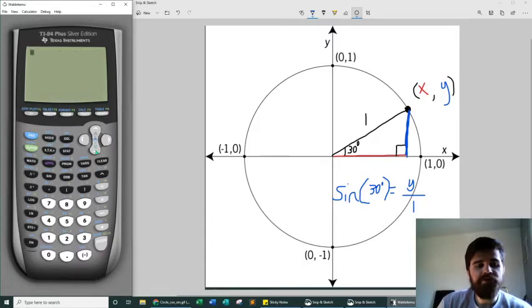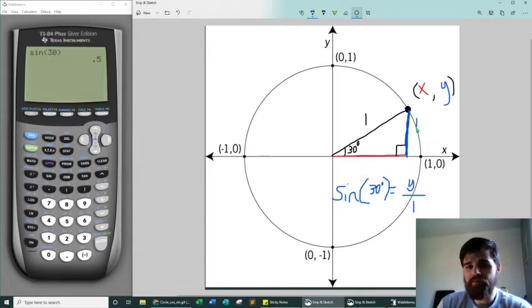Cool. So after I change my calculator settings, I go sine of 30 degrees, and we're going to see that's 1/2 or 0.5. So the y-coordinate is 1/2. That's how far up we have to go to get to this point. We can do something really similar for the x direction, to figure out how far we're going in the x direction.